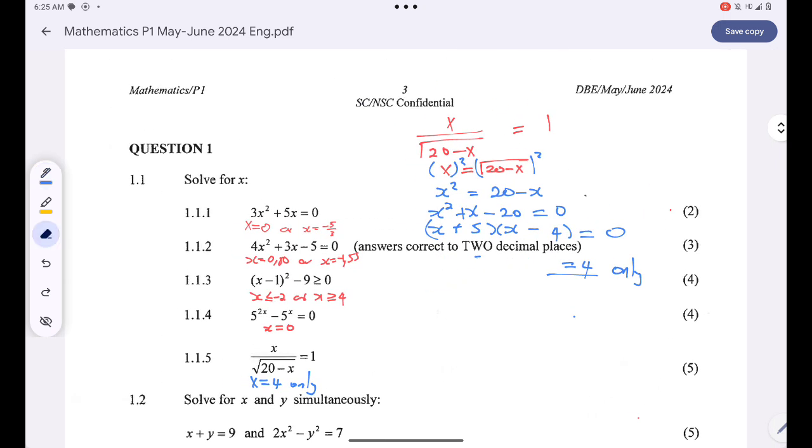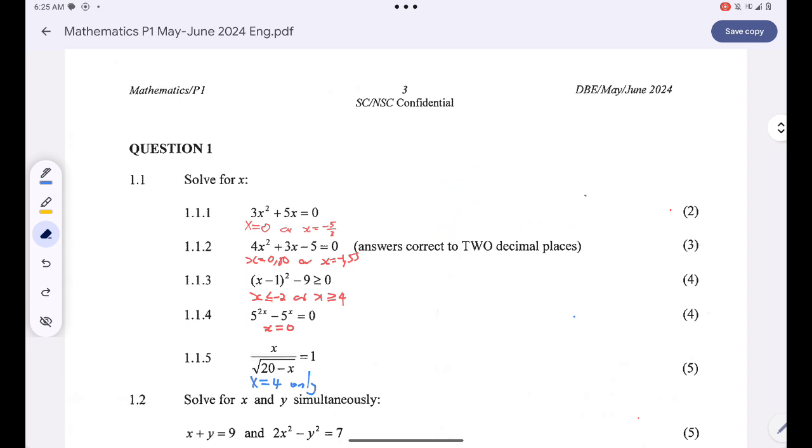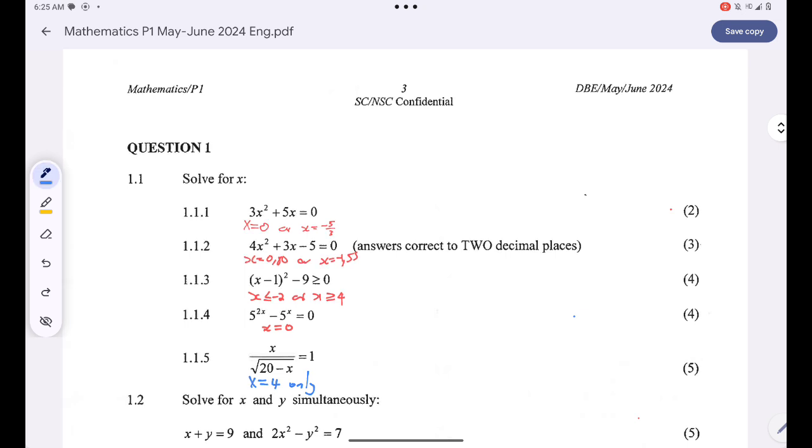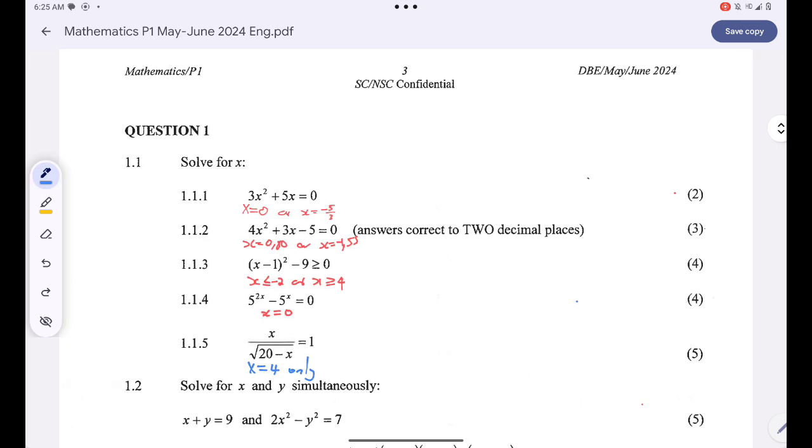Okay, and then now I need to solve for x and y simultaneously. What are we given? We are told that equation 1 has x plus y equal to 9. That's our first equation. And then I have 2x squared minus y squared is equal to 7. That's equation 2. We must always try and manipulate the easiest equation. The easiest equation, guys, is the first one.